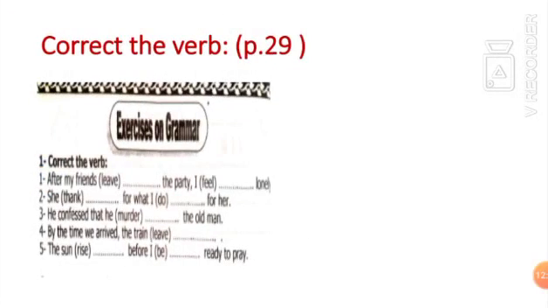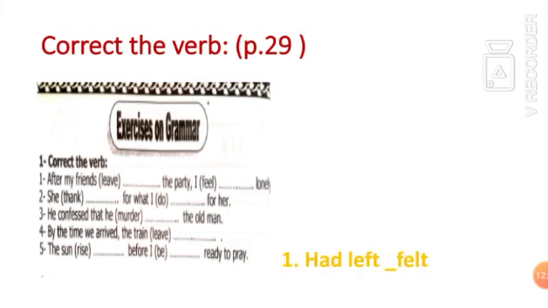Now open your booklet, page 29, in order to answer this exercise. Correct the verb number 1. After my friends leave the party, I feel lonely. After, we have here the keyword after.